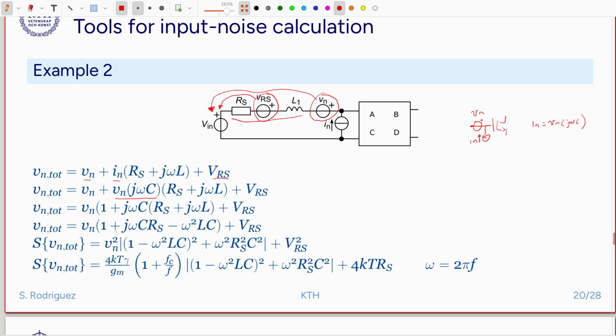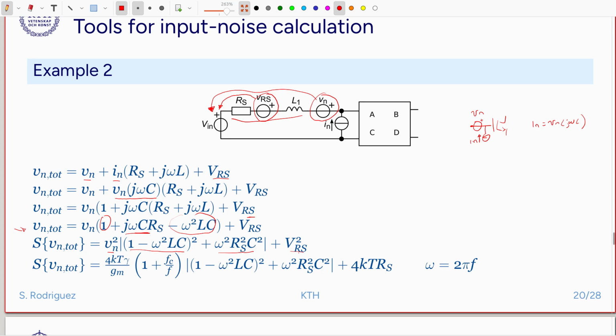We just go a little faster with the math. We get the following expression for the total input referred noise voltage, and at this point I have a real part that is here and here. I have an imaginary part that's here, and this is also going to be real. Then I can square it, and when I square it, I get Vn squared: the real part squared, the imaginary part squared, and then this is coming from the resistor.